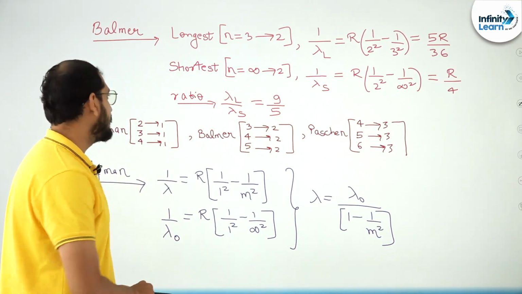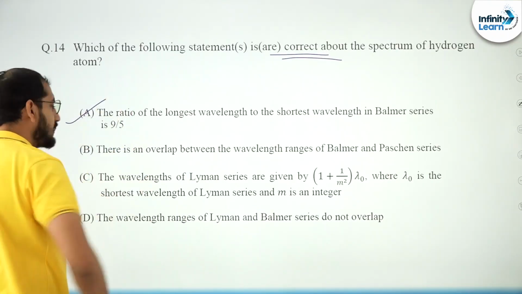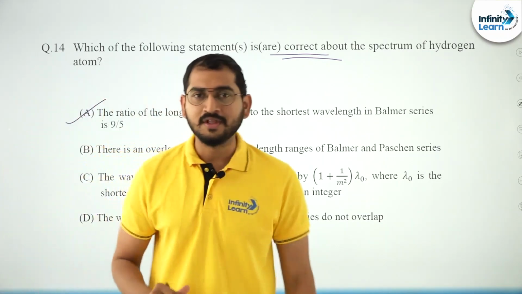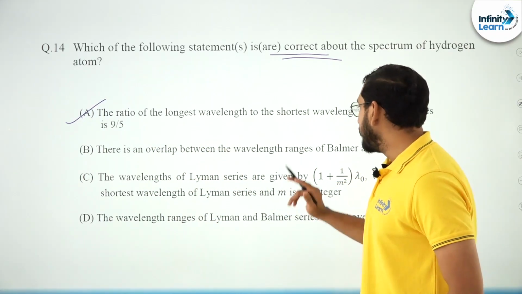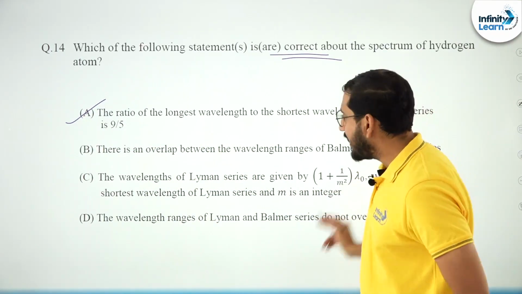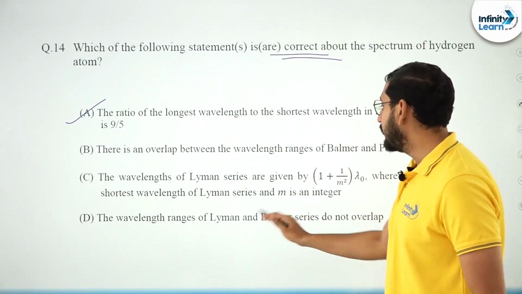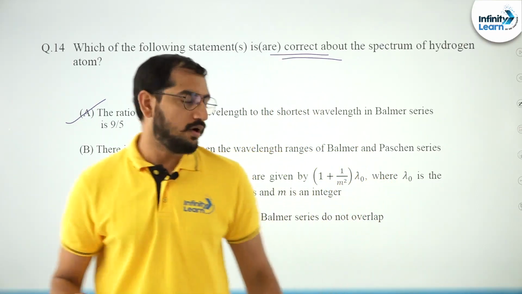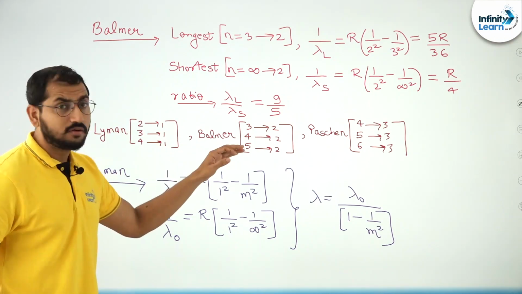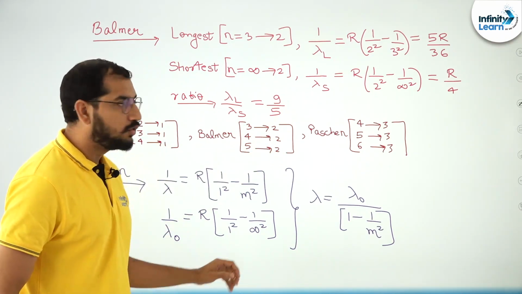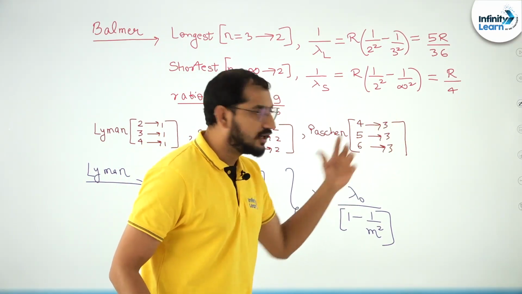With a simple calculation, we need to take the ratio. The ratio will come out to be 9 by 5. And if I check, then yes, option A will match. Now moving on, let's read option B. There is an overlap between wavelength ranges of Balmer and Paschen, and a similar option is given in D also, whether there is going to be an overlap in Lyman or Balmer. So we'll recall that Lyman series goes from any higher state to 1, Balmer goes from any higher state to n equal to 2, and in Paschen the transition from any higher state happens to the third orbit.